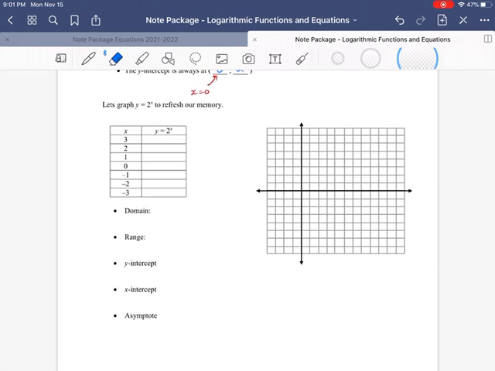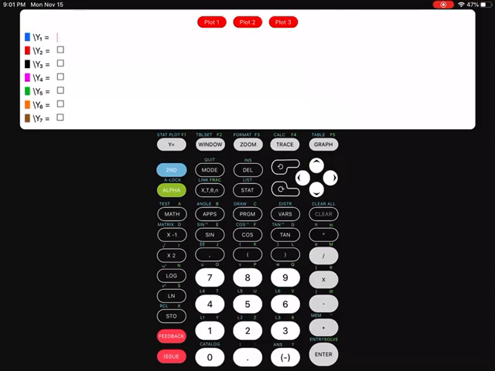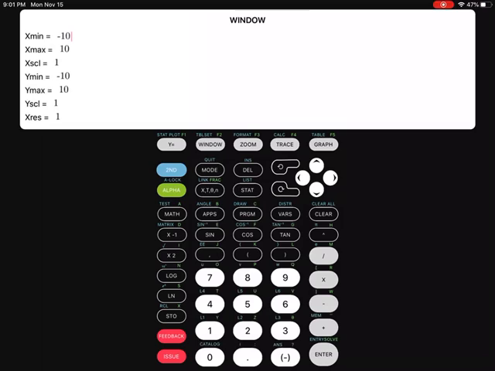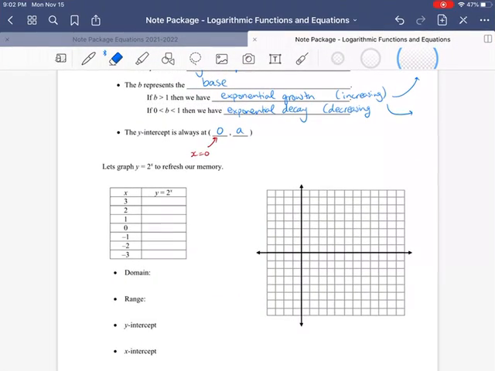So let's graph y equals 2 to the x to refresh our memory. So on our graphing calculators, if you go to y equals, and we're going to go 2 exponent x. Okay, and if we hit graph, you get something like that. Our window settings on this are a little funky. It's super squished. So on your notes package, it's going to go up a little bit quicker.